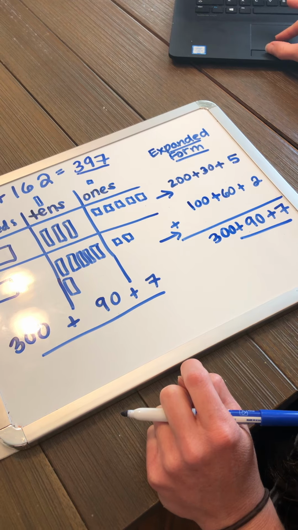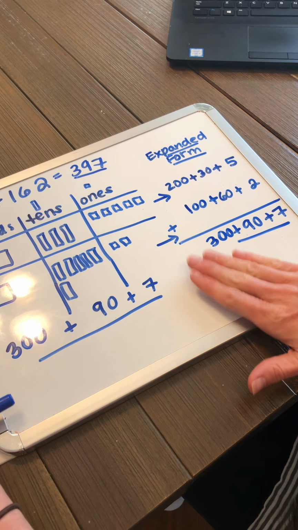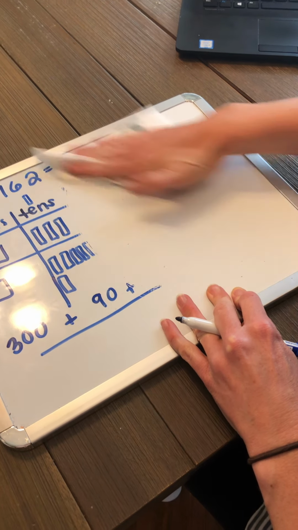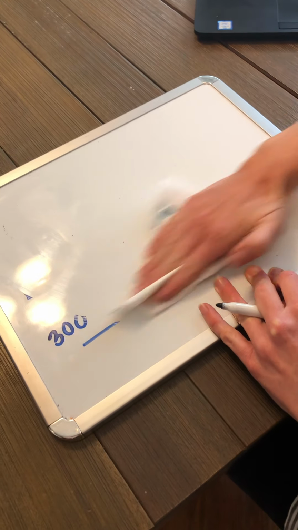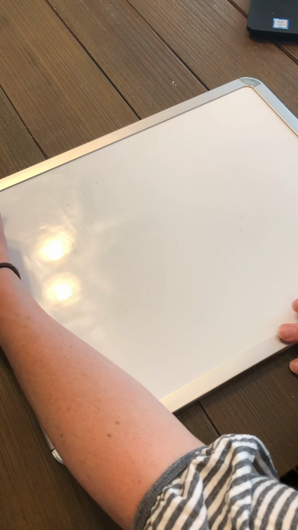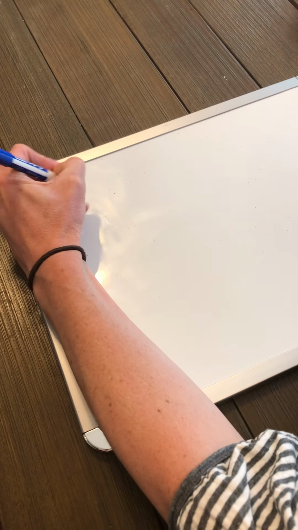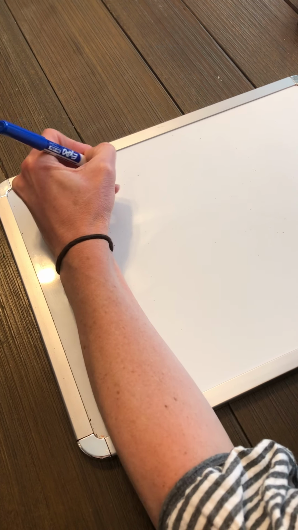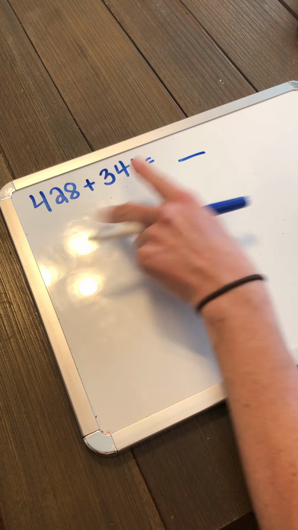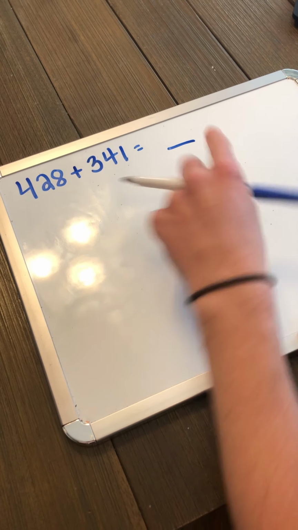So let's go ahead and do one more problem. And actually, we're going to just do it right here on this board, and I won't show it on the computer this time. But again, you can use the computer for practice if you would like to use it for base 10 blocks. So let's model the problem 428 plus 341. We've got our two add-ins and we are looking for our sum.